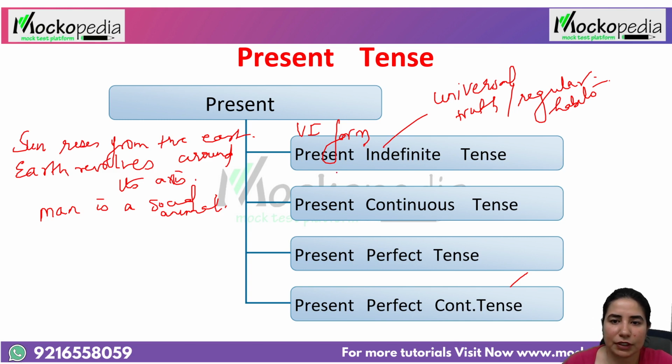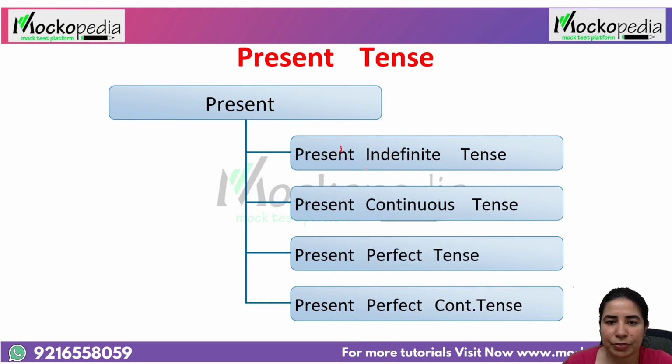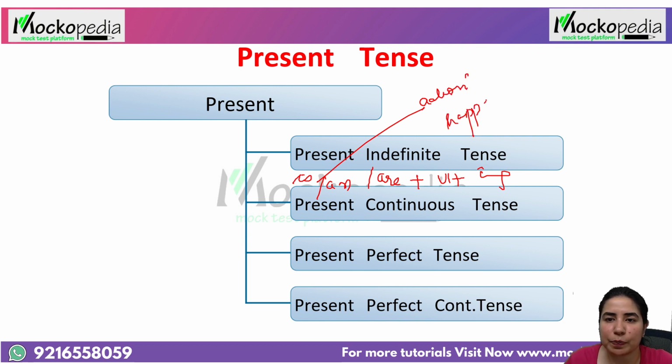So let's do the next one, which is present continuous. I'm not trying to keep all the tenses on the single screen, otherwise it will really become messy and might confuse you. So it is am, is, are plus verb first form plus ing. This I've already explained to you in detail. So this talks about action happening at the time of speaking.